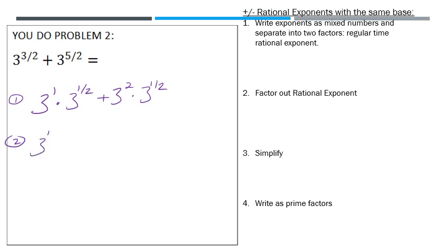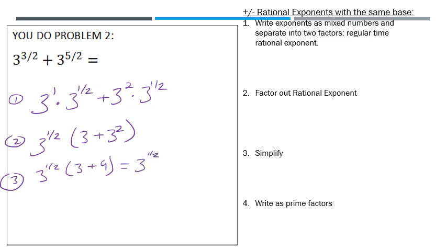So we have 3 to the 1 half, and we're left with 3 plus 3 squared. Step 3 is to simplify. So we have 3 to the 1 half times 3 plus 9, which gives us 3 to the 1 half times 12.